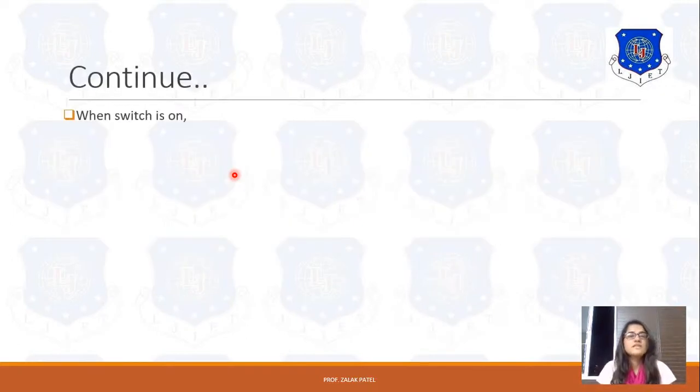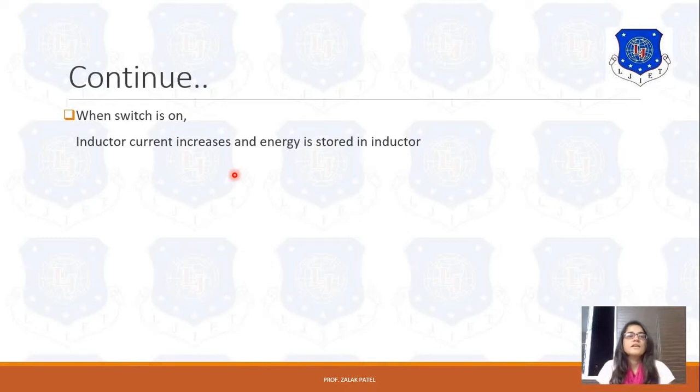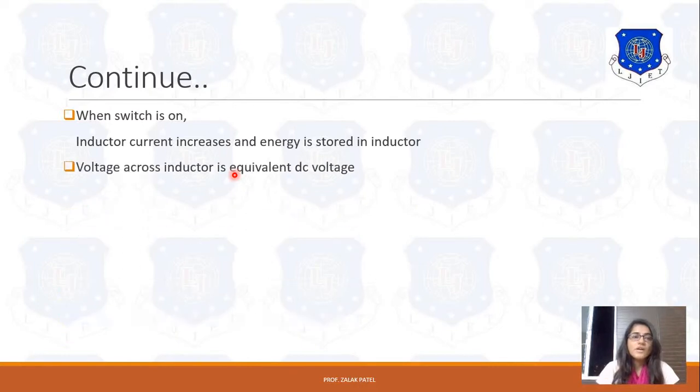So when the switch is on, we can say that the inductor current increases, and because of that inductor current, the energy is stored in the inductor according to the equation one half L i square. And we can say that the voltage across that inductor, meaning the output voltage at this stage, is equal to L di by dt. Now what happens when the switch is off? In that case, in the first case, the voltage across the inductor is given by the output voltage.